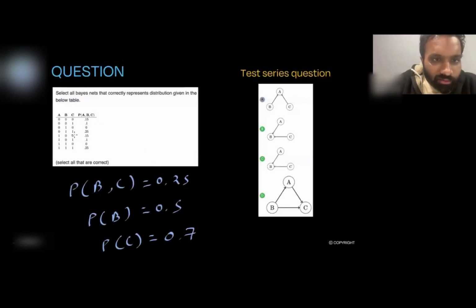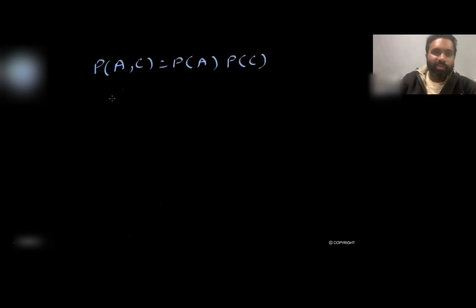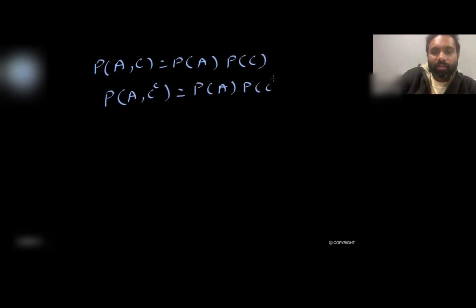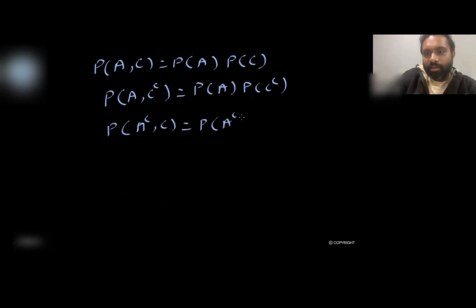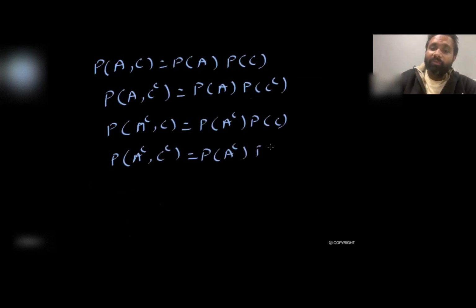For 1, it is 0.1. Here 1, it is 0.25. That is 0.35. That is 0.45. And 0.25, that is 0.7. So C is 0.7. You see that probability of A and C complement should also be the same as probability of A and probability of C complement. Probability of A complement and C should also be the same as probability of A complement and probability of C, and probability of A complement and C complement should be the same as probability of A complement and probability of C complement. If all four conditions are satisfied, then only you can say that A and C are independent.